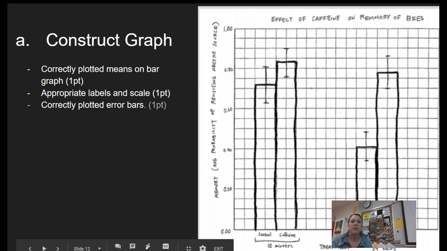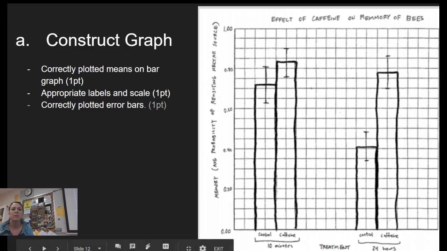And then down at the bottom, they have the treatment. Here we have 10 minutes. Here we have 24 hours. So they separated it out based on 10 minutes or 24 hours. Now, you could have had just the control group on one side and the caffeine group on another, as long as you had one bar graph for 10 minutes and the other one for 24 hours.